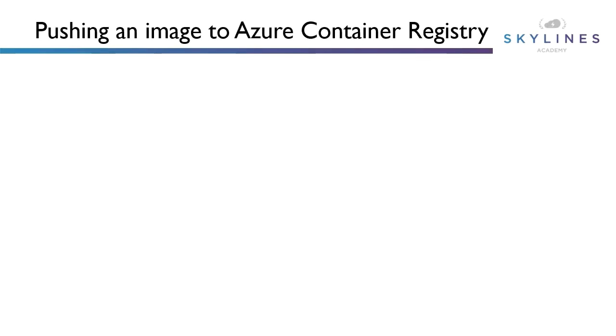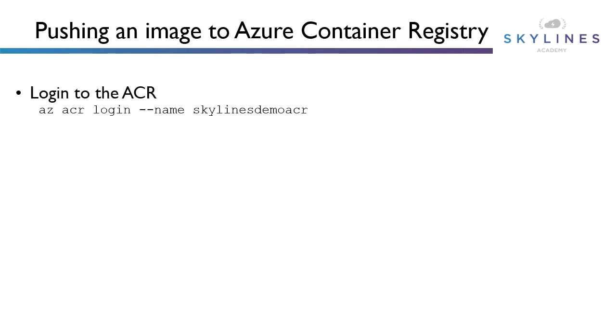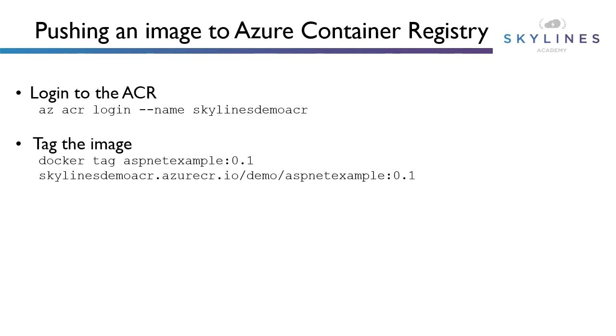Let's walk through the steps that are needed to push an image to an Azure Container Registry. To do this, we're going to use a combination of Azure CLI and Docker commands. The first thing we need to do is authenticate with the Azure Container Registry. This is where Azure CLI comes into play. You can see we're running the command az acr login, and then we're specifying the container registry name, in this case, SkylinesDemoACR. Next, we're going to tag the image.